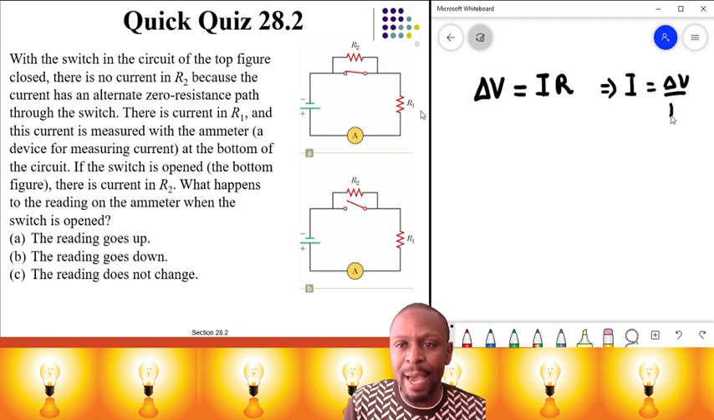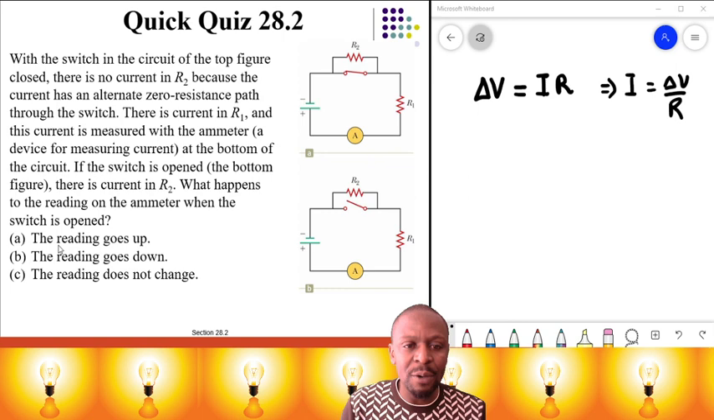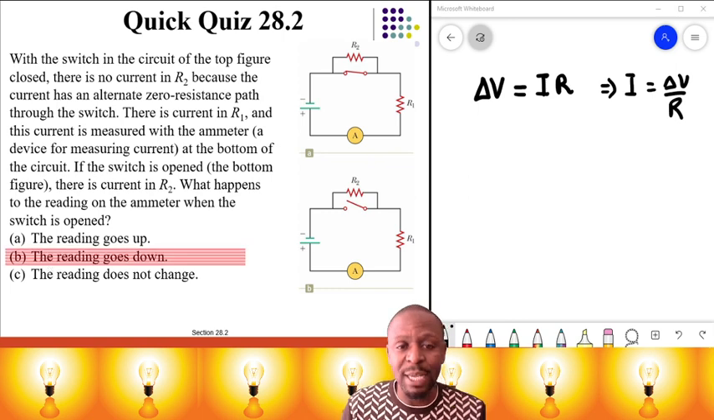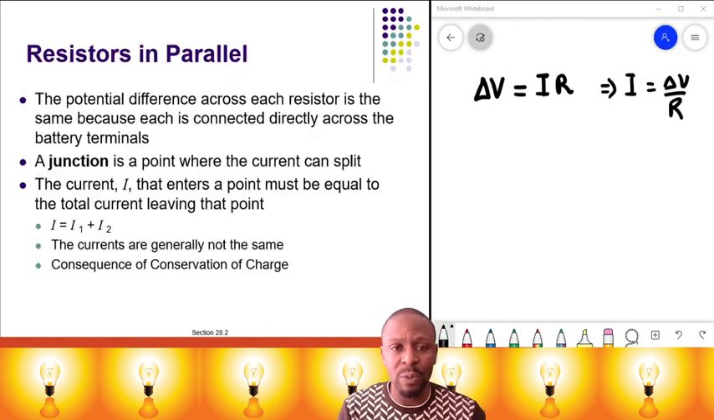Now if these resistors are connected in series, it will mean that the R equivalent will be greater. If R equivalent is greater, therefore the current is just going to be smaller. The current will decrease. So does the reading go up, or does the reading go down? The reading will go down on the ammeter because the current will be decreasing. All right, therefore that is just going to be the answer for that quick quiz.